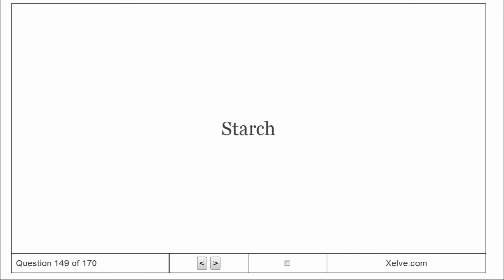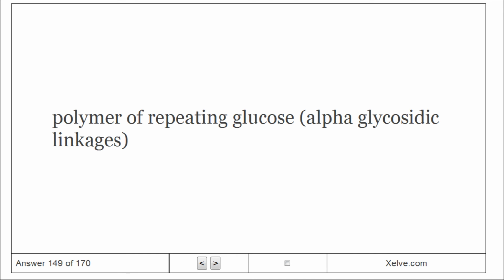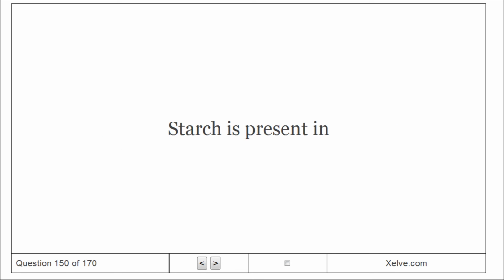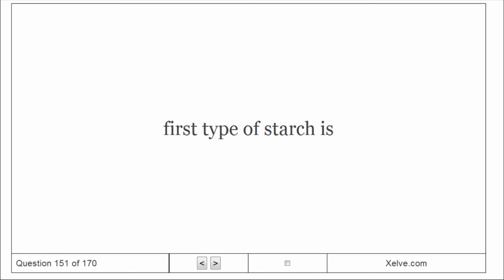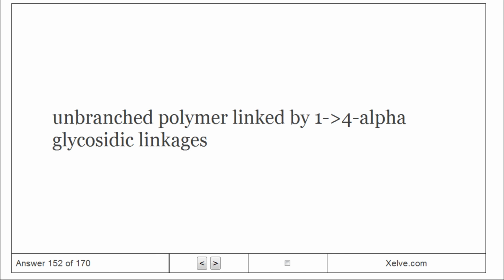Starch: polymer of repeating glucose. Starch is present in corn, rice, wheat and potatoes. First type of starch is amylose. Amylose: unbranched polymer linked by 1 to 4 alpha-glycosidic linkages.